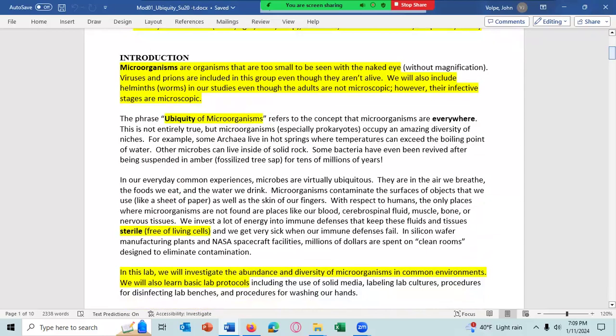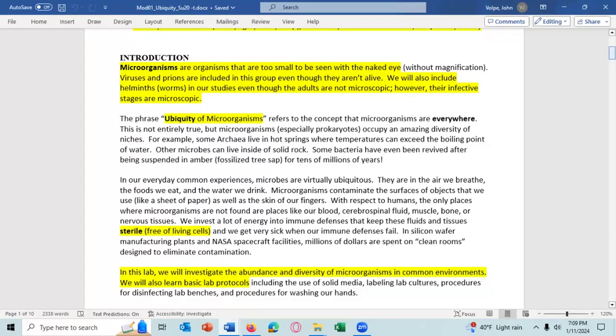So microorganisms are organisms that are too small to be seen with the naked eye. These do include viruses and prions, even though they aren't cells and they aren't technically alive. We'll also include helminths in our studies of microbes, even though the adults are not microscopic. However, the infective stages of the worms are microscopic. The phrase ubiquity of microorganisms refers to the fact that microorganisms are essentially everywhere.